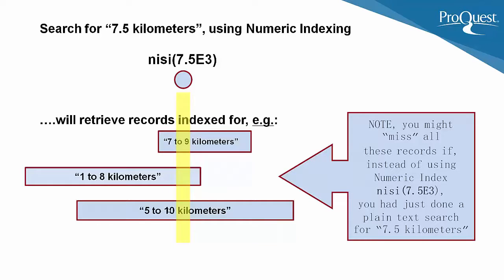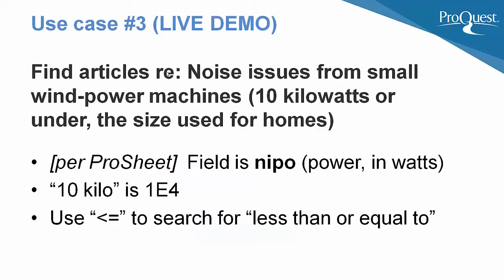And so the takeaway here is that numeric indexing searches are your friend, not only if you want to search by a range of numbers, but also if you want to retrieve records that talk about a range of numbers, even if you are searching on a specific number like this. Okay? And so with that, let's move on to our third sample search.